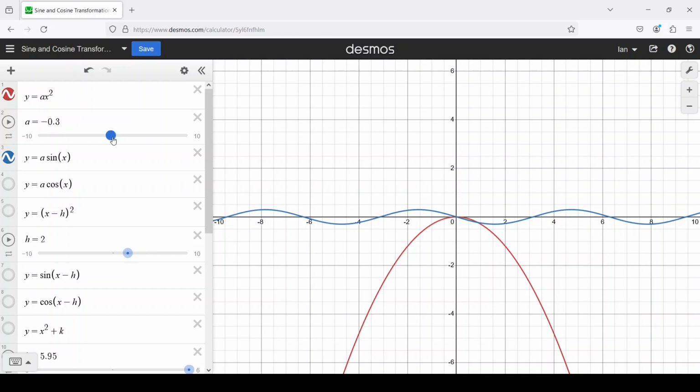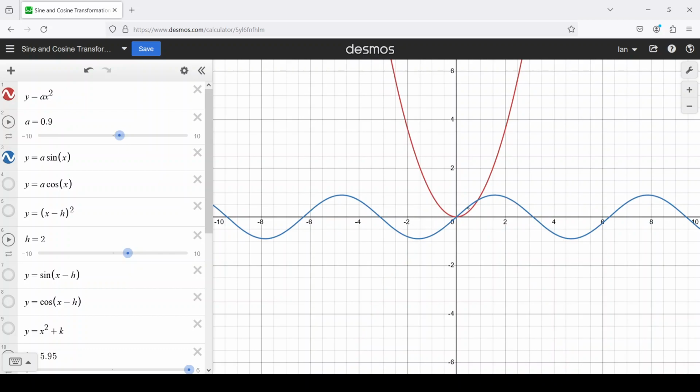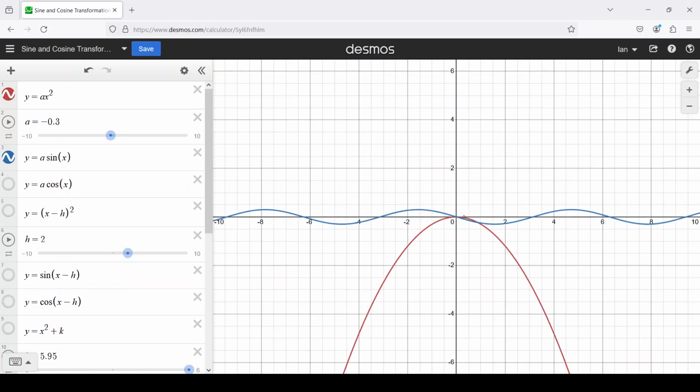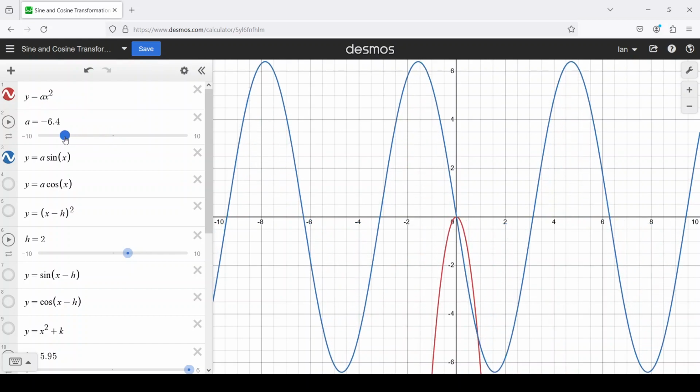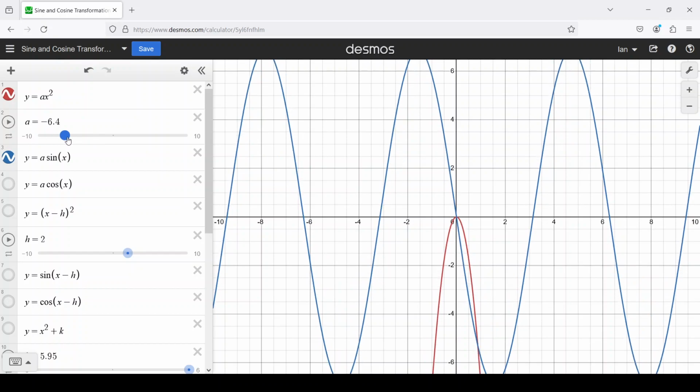If I go negative and between -1 and 0, we get again a vertical compression, but a flip. Look at that difference. Okay, so normally we start off from 0 going to the right, we go up. If I put it negative with a negative a, when we go to the right, it goes down. Okay, that's because we have a reflection in the x-axis. And if a is a really large negative, well, we get that vertical stretch as well.